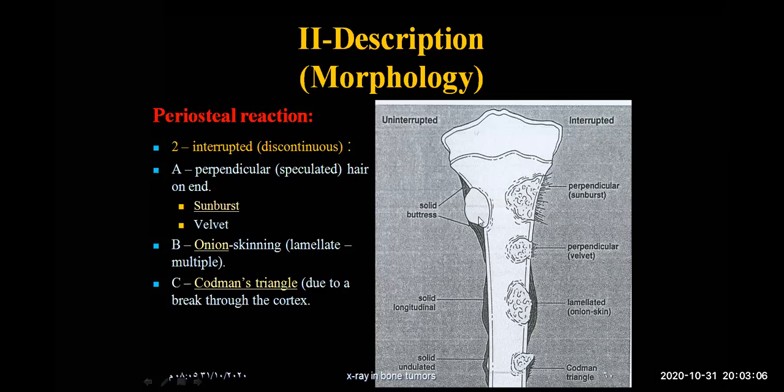so this is a solid periosteal reaction, continuous, and a lamellar one, and this is interrupted perpendicular, which is sunburst, and this is multi-layered onion peeling, which is common in Ewing sarcoma, and this is the Codman triangle, which is common in infection and osteosarcoma. Okay.